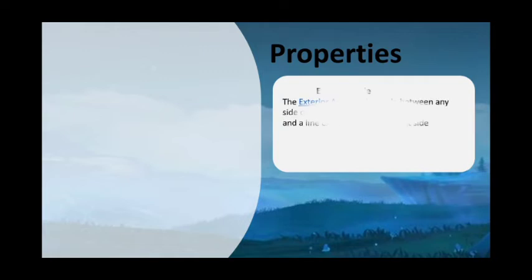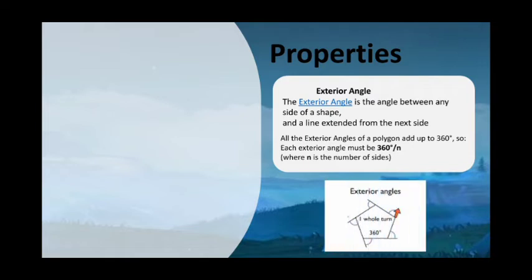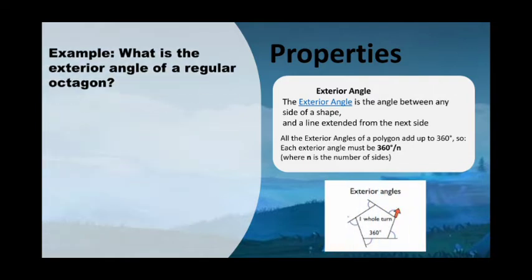So, the properties of regular polygon. So, ang properties sa regular polygon may dalawa. We have now the exterior angle and the interior angle. So first, we're going to define first the exterior angle.